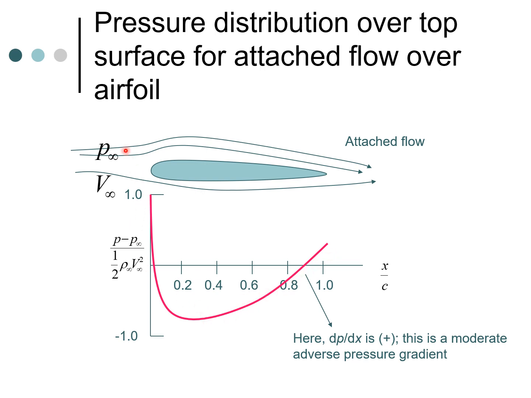Here, of course, this is a flow at a very low angle, so it is attached flow, and therefore all the things are working out well here. We do not have flow separation in this case.